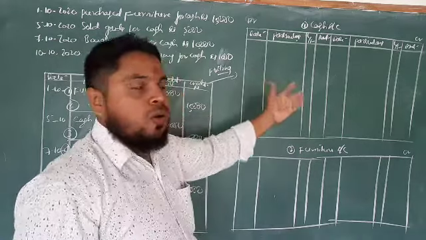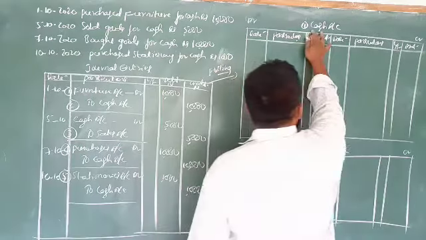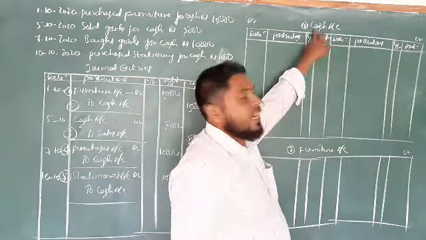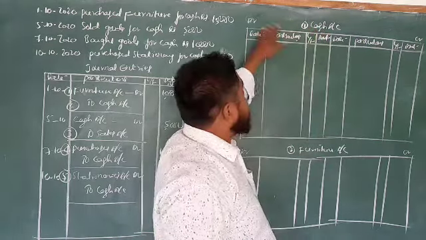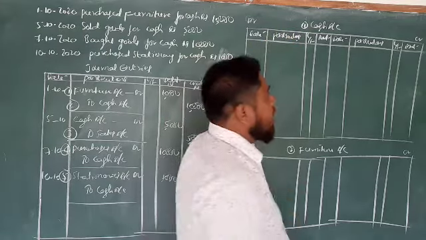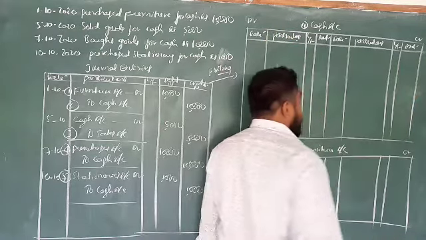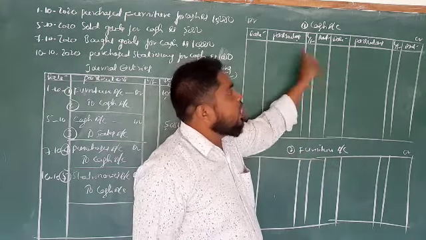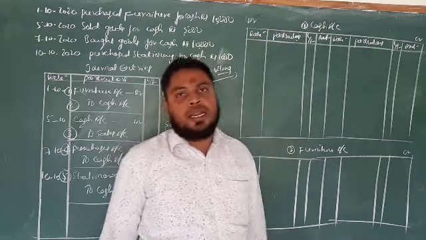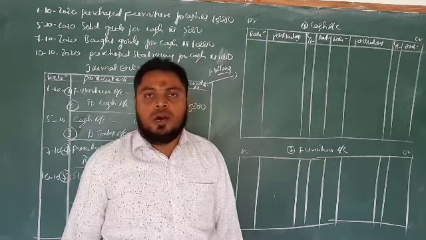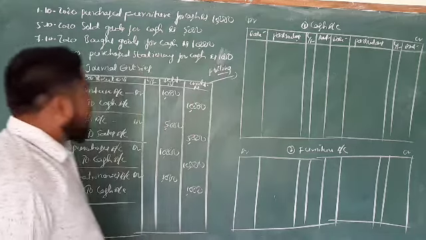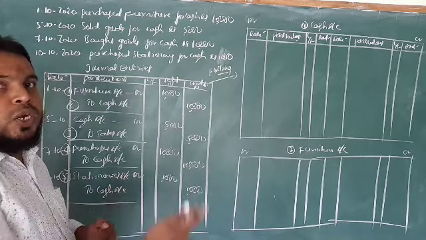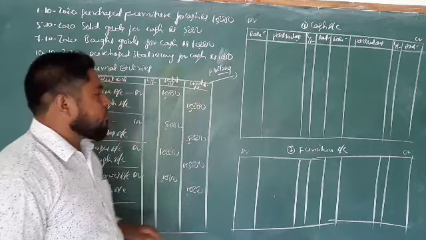Now this is a ledger account. Cash we have to write in the center of the account, as the title of the account. Debit means the left side of the account and credit means the right side. The columns are date, particulars, ledger folio and amount, and the credit side has the same format. Now let us start transferring the entries from journal to ledger, that is posting.